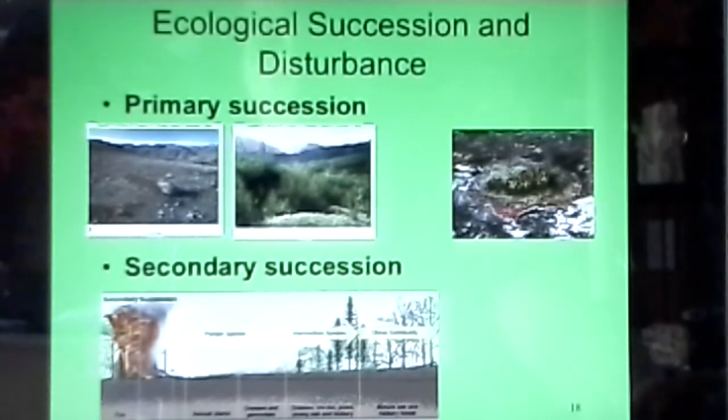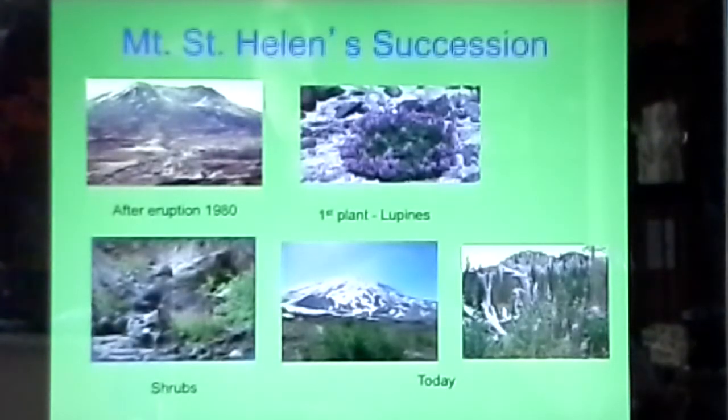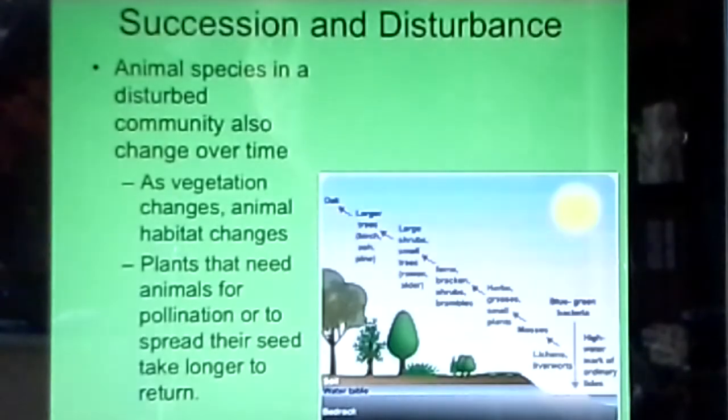So actually, communities that are within succession are more stable because they are more diverse. This is a picture of succession that occurred following Mount St. Helens' eruption, and we'll talk about that in class.